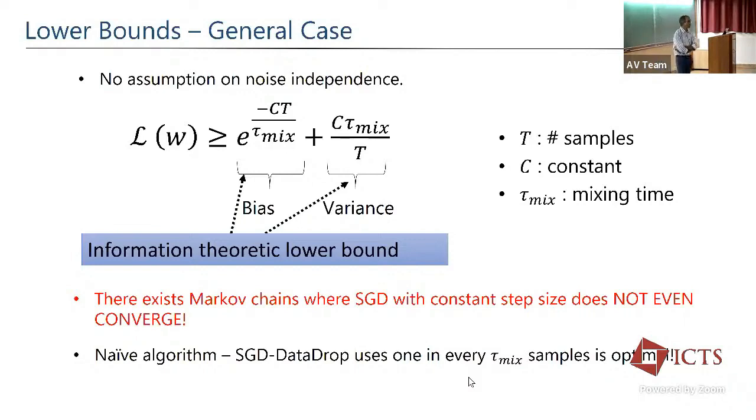Yeah. You say not even converge. What do you mean? No, so here we are talking about a Markov chain that has a finite mixing time. But this SGD is not arbitrary SGD. This SGD is SGD with constant step size and, let's say, with tail average. So for that particular setting, we are talking about convergence.